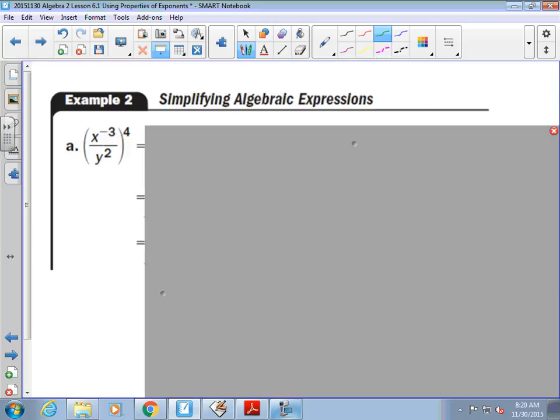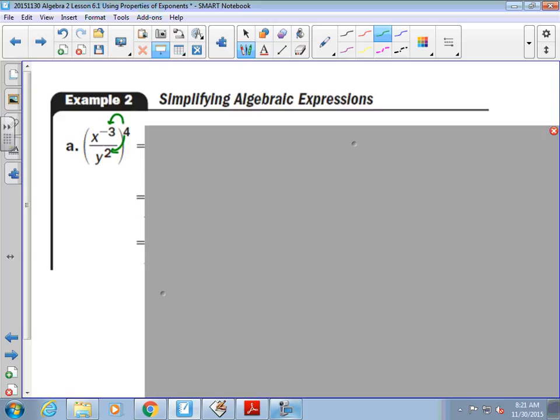Now here we're dealing with algebraic expressions. We don't have bases that are numbers, bases that are integers. We're dealing with variables. X to the negative third over y squared, all to the fourth. So just like a little while ago, anytime you're raising things inside parentheses to an exponent, both of them are going to get the fourth power. That one will, and that one will. Again, most of us think of that like the distributive property because you distribute it to that.